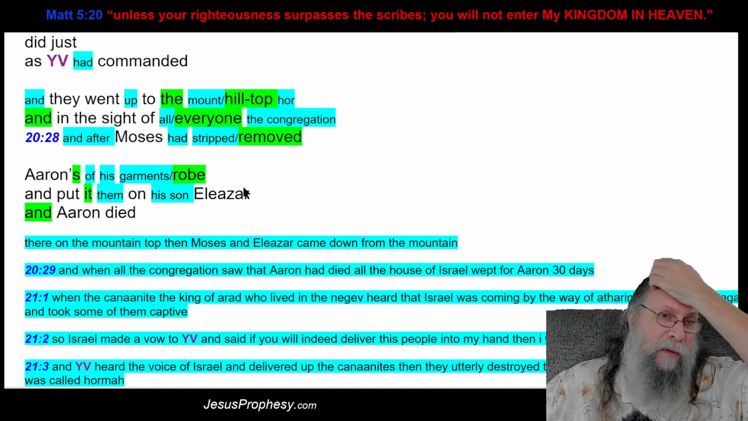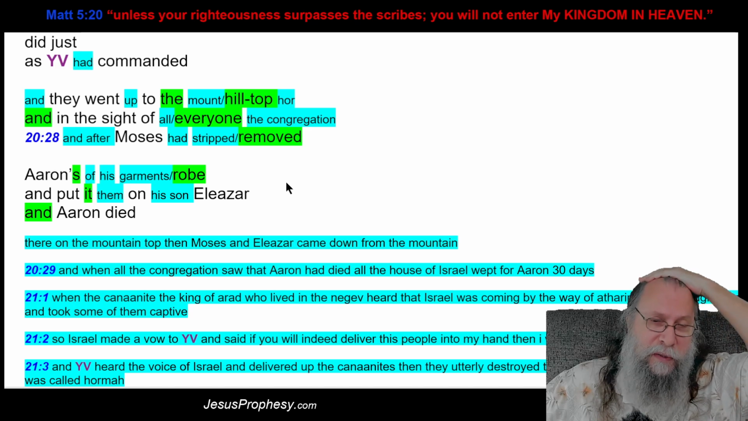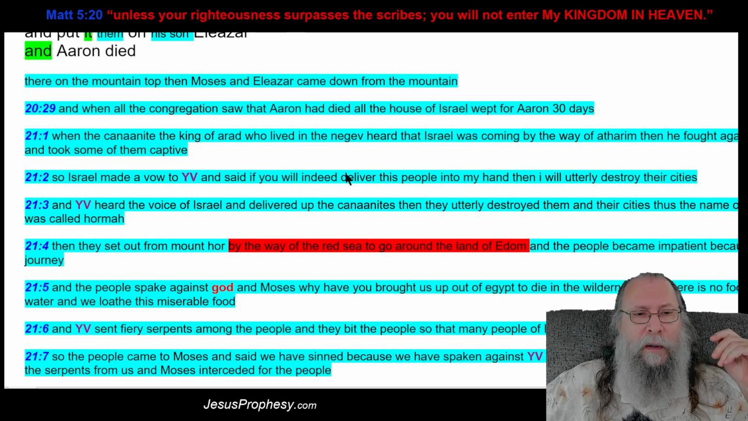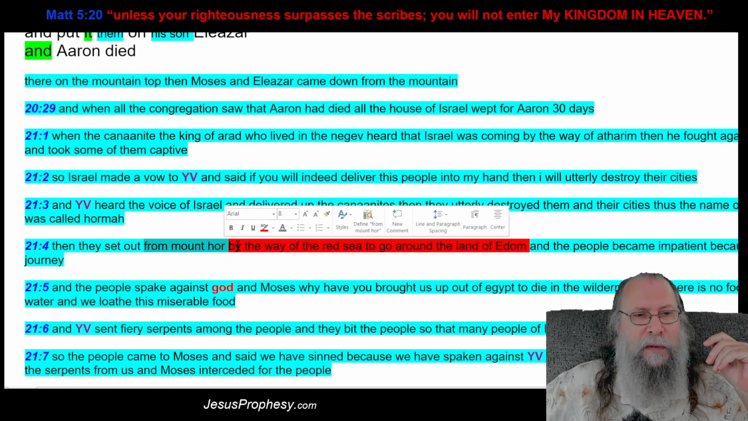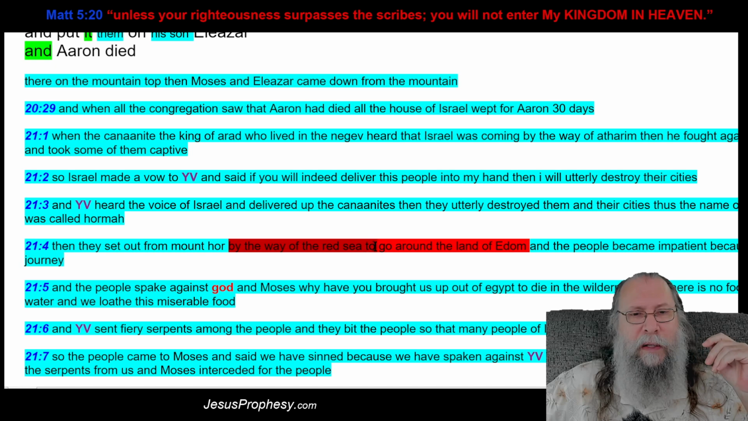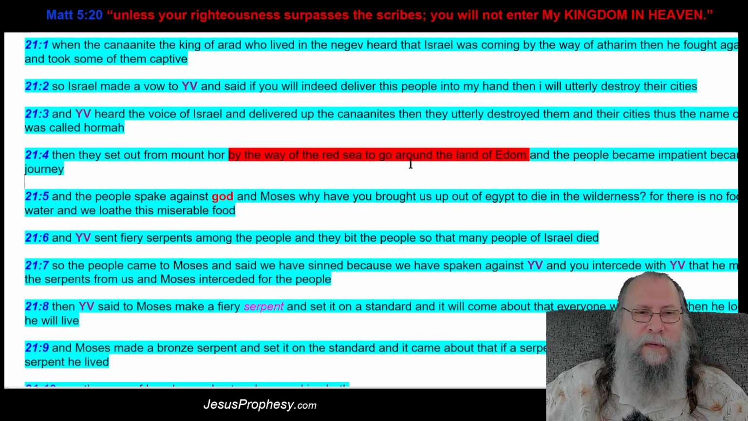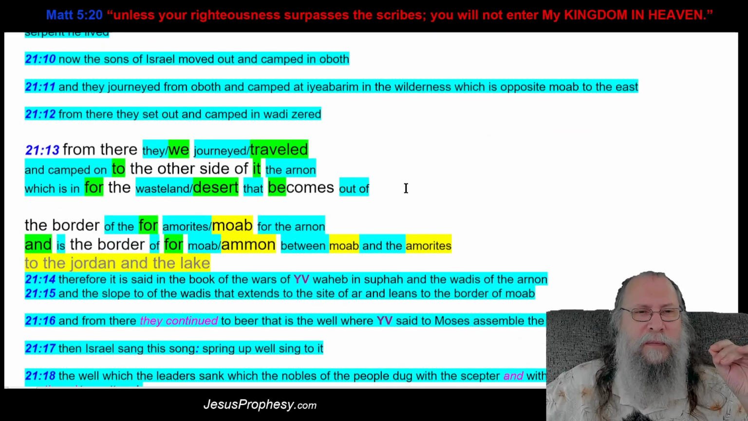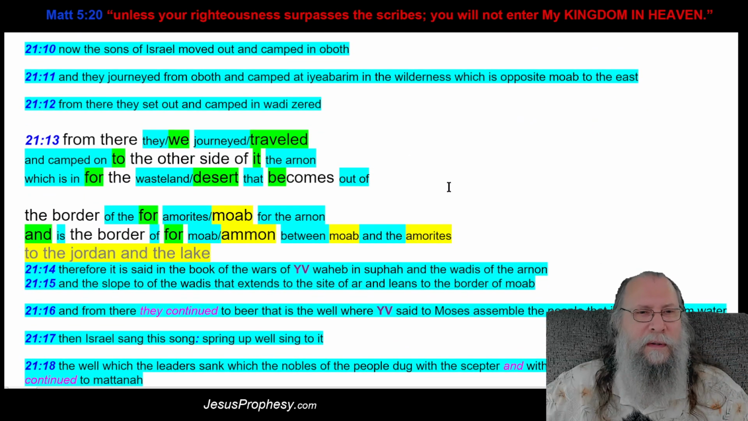Okay, so now we have Eleazar as the high priest. Now here, you set out to the mount, whatever this is, where this is at, by the Red Sea, and go around the land of Edom. Now that doesn't make any sense at all once you understand the layout. What happened to all the Sinai? What happened to that? Go to the Red Sea and then around the land of Edom? No, that's a blatant lie.